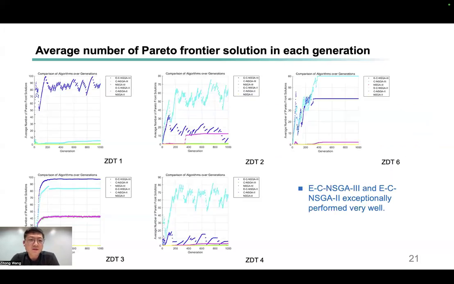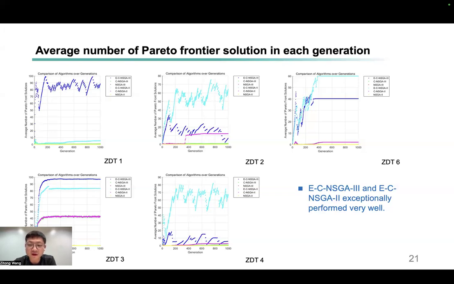Then, this figure is about the average number of Pareto frontier solutions in each generation. From these figures, we can know in the case of ZDT3, ECNJ3 shows superior performance as depicted by the graph's higher and steeper lines. This indicates that NSGA3 integrating both estimated convergence point and chaotic dynamics is beneficial in effectively exploring and exploiting the solution space.